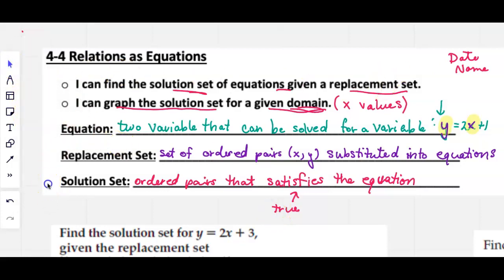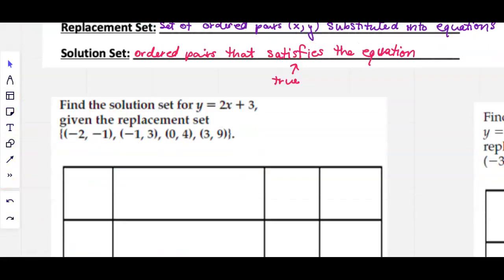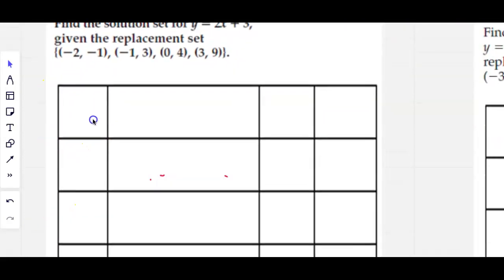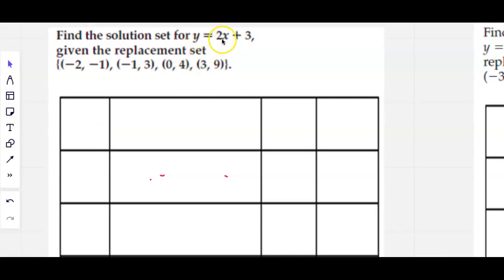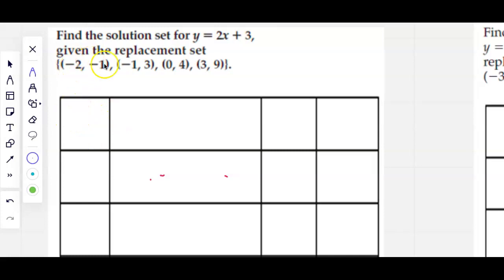Now we come down here to our first example. Our first example says to find the solution for y equals 2x plus 3 given the replacement set -2, -1; -1, 3; 0, 4; 3, 9. So the first thing we have here is our table. If you notice, we are given our ordered pairs, so we're at that first, x and y. Then this bigger part, we're going to write our equation.